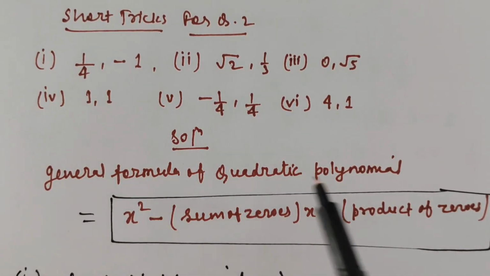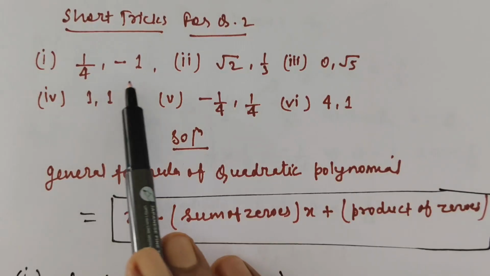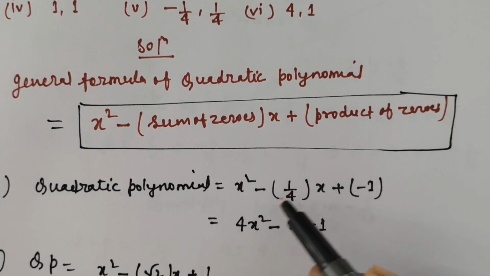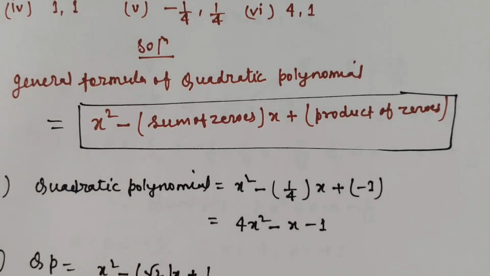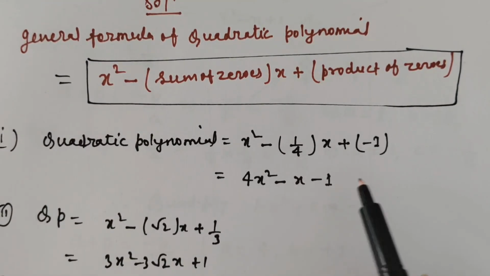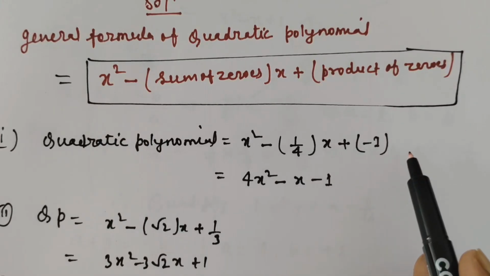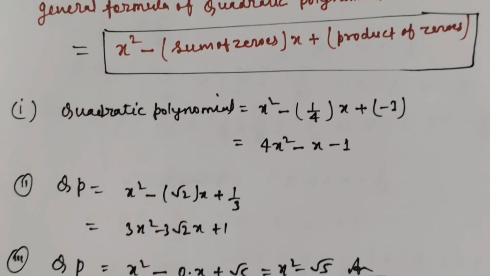Here the general formula of the quadratic polynomial is x square minus sum of zeros into x plus product of the zeros. Here the sum of zeros is given as 1 by 4 and the product is minus 1. So take the first formula. Simply put in the values and do the calculations to get 4x square minus x minus 1. You will think that we have 4 in the denominator, but for this we take the LCM and cross multiply to eliminate the denominator, and you write the final 4x square minus x minus 1. This is the final answer.